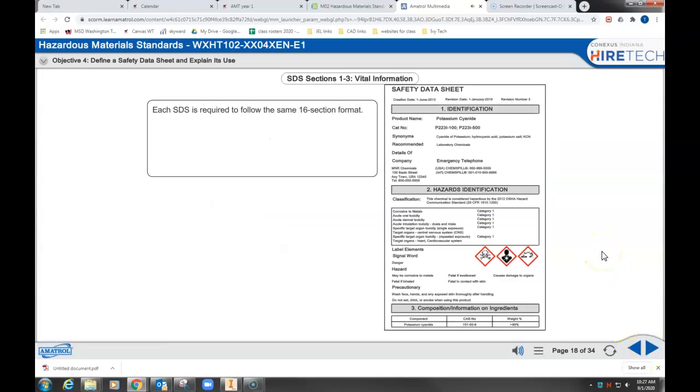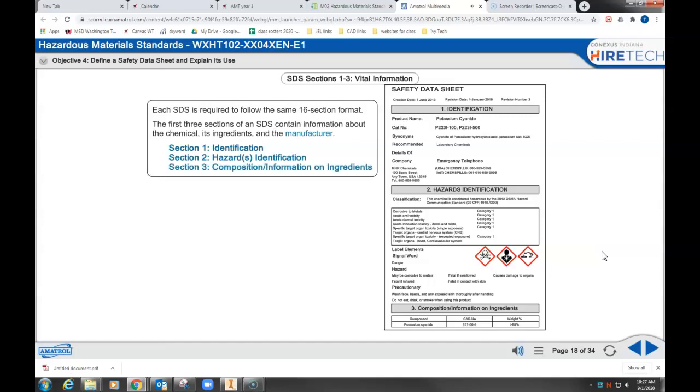Each SDS is required to follow the same 16-section format. The first 3 sections of an SDS contain information about the chemical, its ingredients, and the manufacturer. Section 1, Identification. Section 2, Hazard or hazards identification. And Section 3, Composition and information on ingredients.